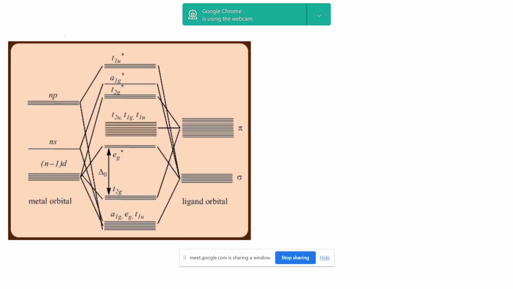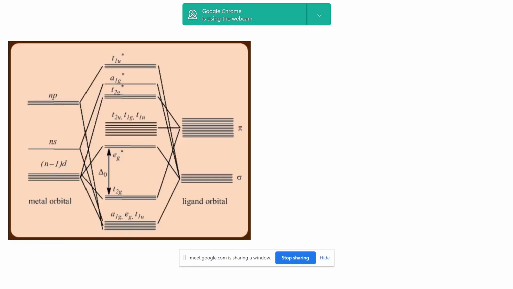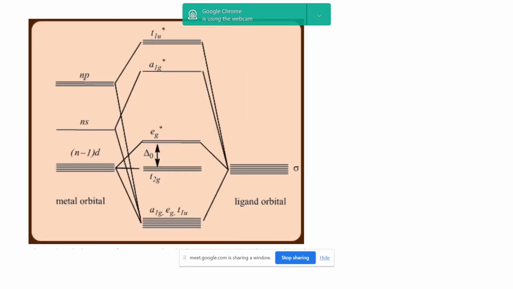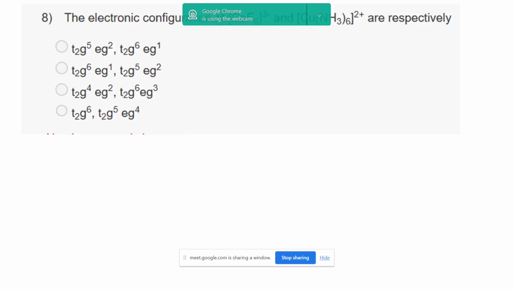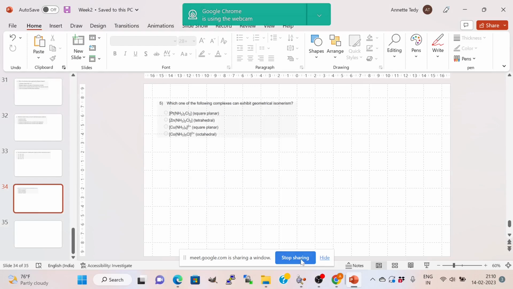Ma'am, there are many of them actually. I'll tell one of them. Ma'am, the question is: the typical electronic configuration of the transition metal center for oxidation addition. The first option is D0 and D8. Second option is D6 and D8, then D8 and D10, and D5 and D10. I have written it in the chat box. I'll send it once again.